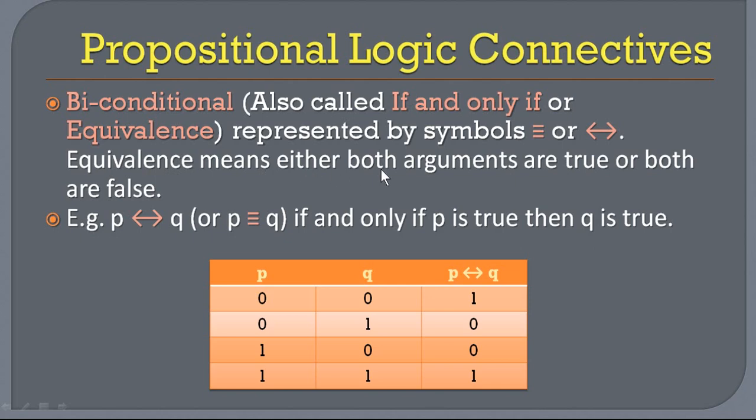Equivalence means either both arguments are true or both are false. So if both are false, then you can see the equivalence will be 1. If both are 1, both are true, then also it is 1. Otherwise, if one is 0 and the other is 1, or the first one is 1 and the second one is 0, then in this condition any one is true, and you will have 0. If both are true or both are false, then it is true. That only you have to remember when you learn about this biconditional.